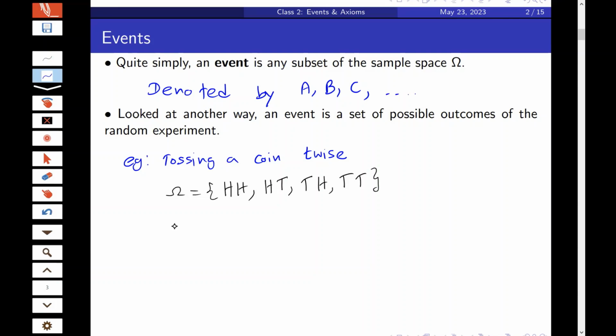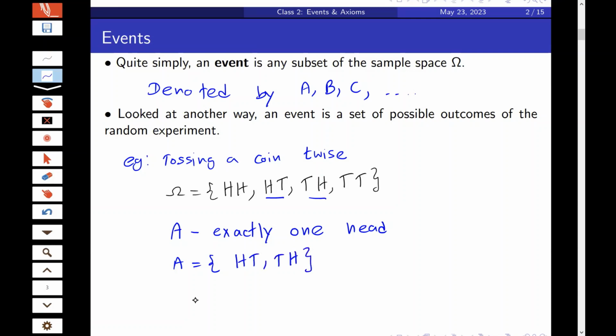Now let's define an event A as exactly one head. We can list the outcomes in A like this. Within the curly brackets, we can list all the outcomes that match the definition of A. A means exactly one head, so these are the two possible outcomes for A. Can you see that A is a subset of omega?